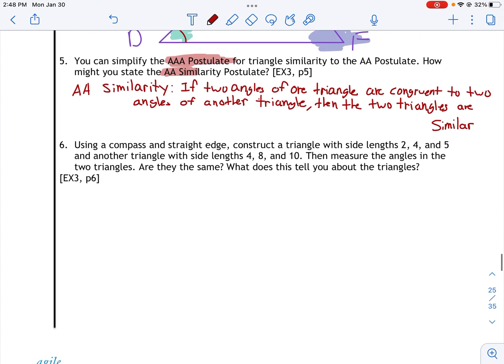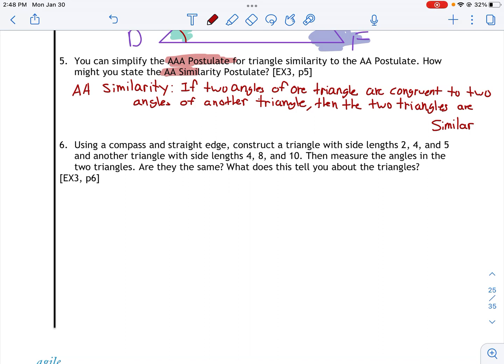All right, number 6. Number 6 asks us to use a compass and a straight edge to construct a triangle with side lengths 2, 4, 5, and another triangle with side lengths 4, 8, and 10. Then measure the angles in the two triangles. Are they the same? What does this tell you about triangles?